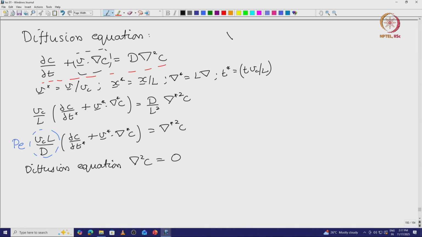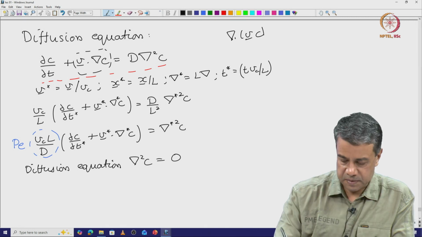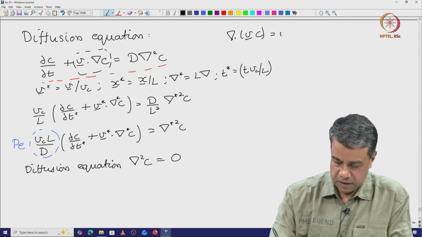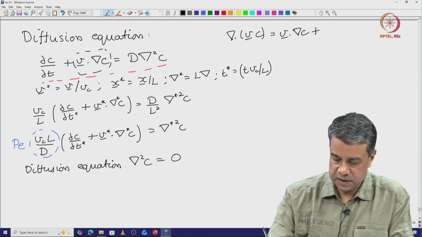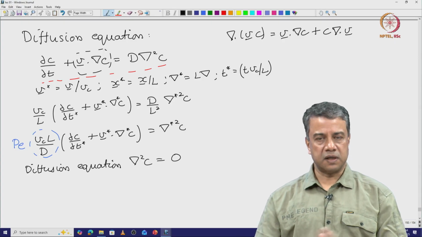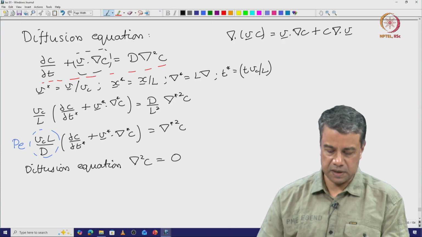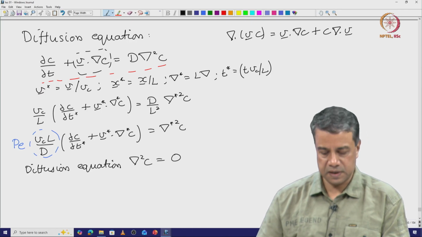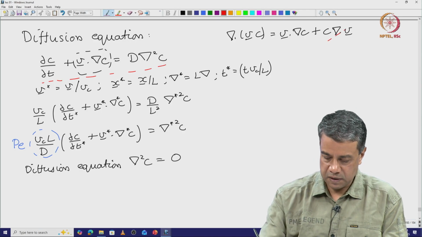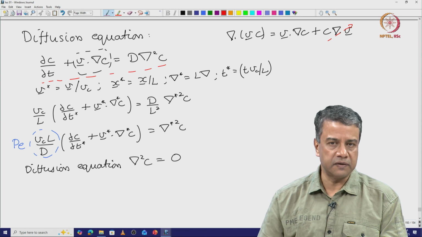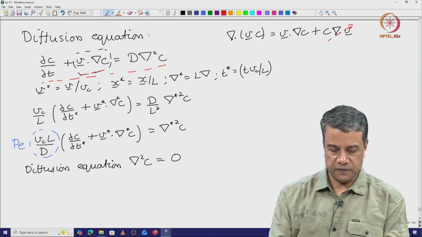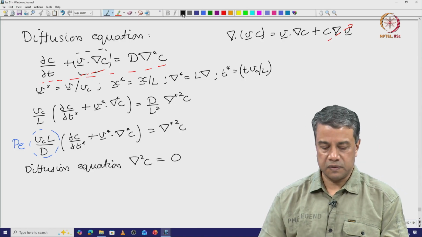Normally this term should be written as the divergence of V times C, which is V dot grad C plus C times the divergence of V. You can expand this out in terms of Ex, Ey, Ez and partial by partial x, partial by partial y and partial by partial z, and satisfy yourself that this is true. And normally for incompressible flows, the divergence of the velocity is equal to 0, and for that reason it is written in this form as well, provided the flow is incompressible.